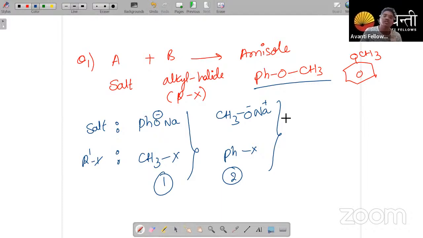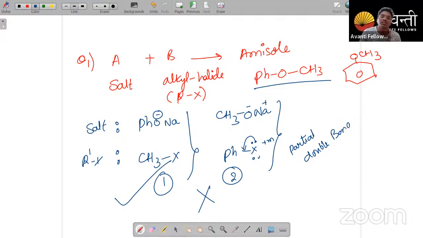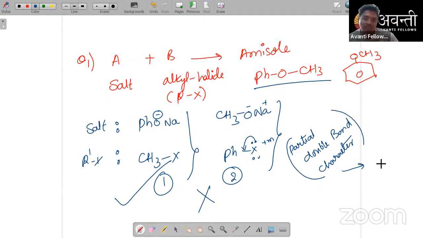It's okay, fine. So set 1 is the most preferable one. Set 2 is not preferable. The reason is that the halogen present here shows a +M effect and gets partial double bond character. Partial double bond character will develop, which leads to poor release of the halide. So that is why set 1 is the most suitable one.